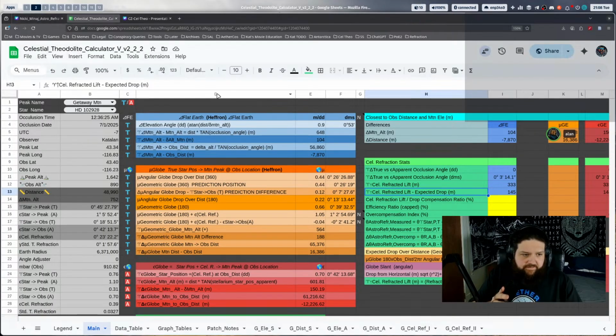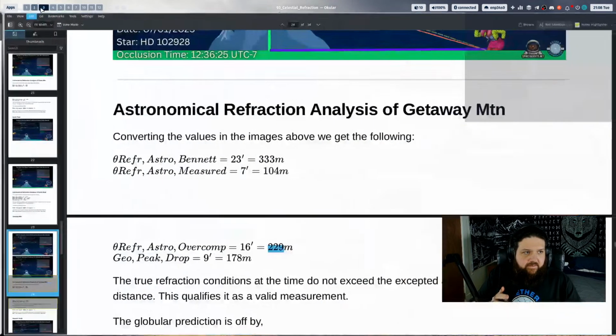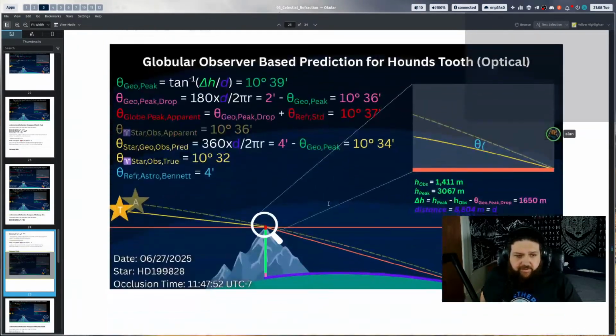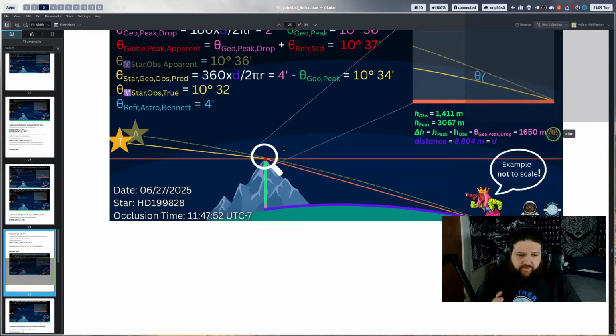Awesome. Okay, so as we continue here now, they're off by 3 arc minutes for their apparent position shenanigans, which is completely untenable. Houndstooth, now we have our largest angle here, but also the shortest distance. So 10 degrees, 39 arc minutes. The globe predicts 2 minutes of drop, which gives them 10 degrees, 37 with refraction. The star's apparent position at time of occlusion was 10 degrees, 36 arc minutes. The amount of astronomical refraction prescribed by Bennett is 4 arc minutes.